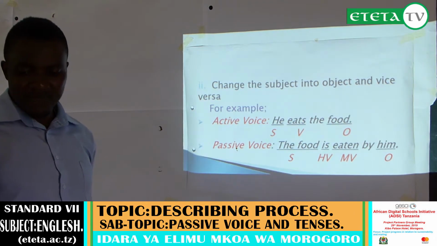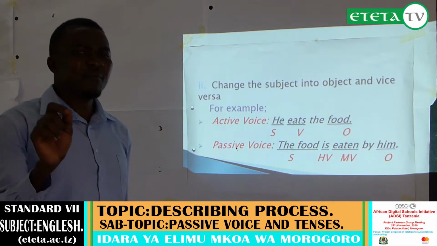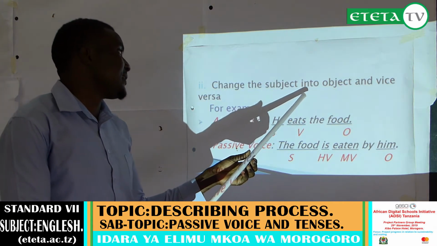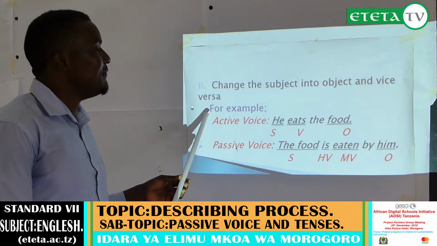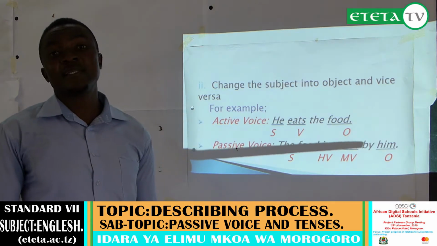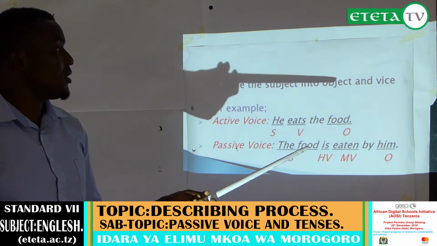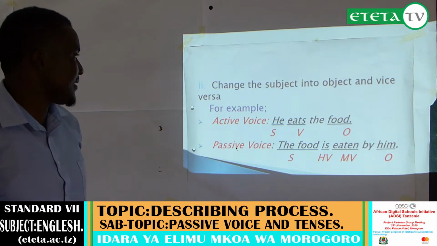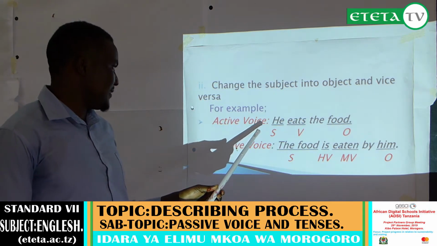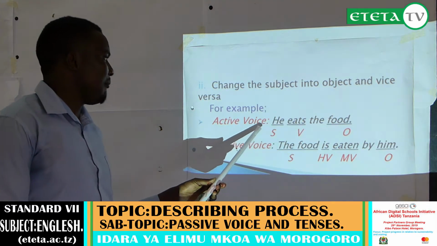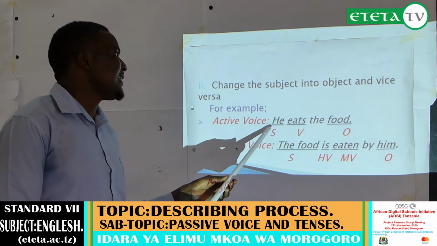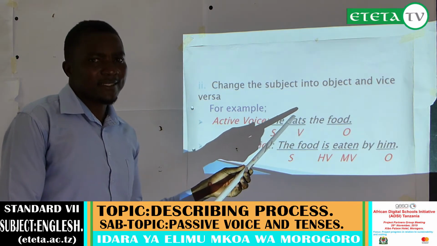What you have to do in rule number two: you have to change the subject into the object and vice versa. This vice versa means you can change subject to object, or you can change object to subject. That's the meaning of vice versa. Now let us see examples here. Example number one: he eats the food. The sentence is in active voice, and it is a simple present tense sentence.